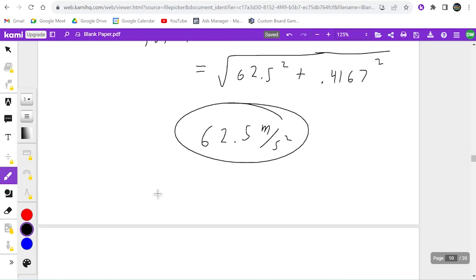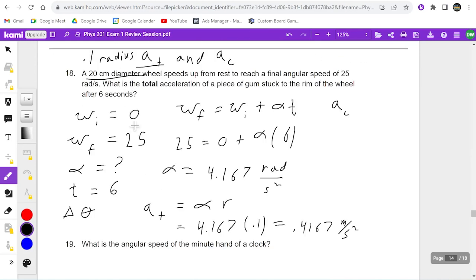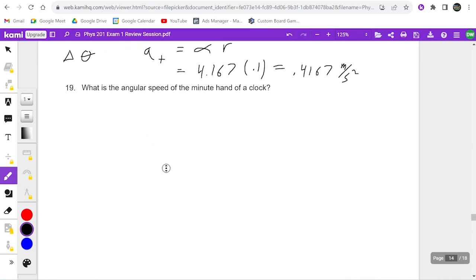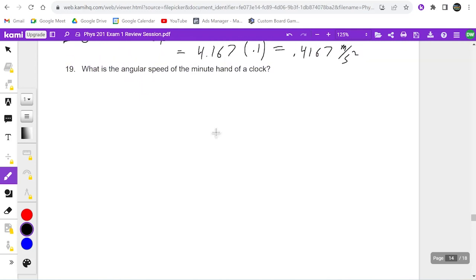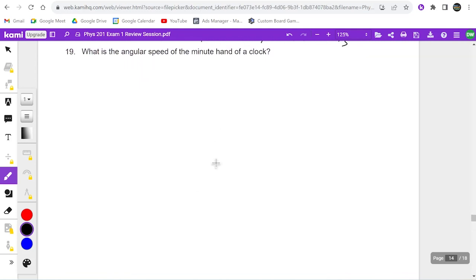And then the last question we have for any of the angular stuff is number 19. And it's a really fun, simple question. I just want to know, what is the angular speed of the minute hand of a clock? A very fun question. So if you want to find the angular speed, first of all, I want you to know that it's a constant speed. Because the minute hand is moving at a constant speed. It's not speeding up or slowing down. Or else you'd have a real problem with your clock. It wouldn't be very accurate if it was speeding up or slowing down.